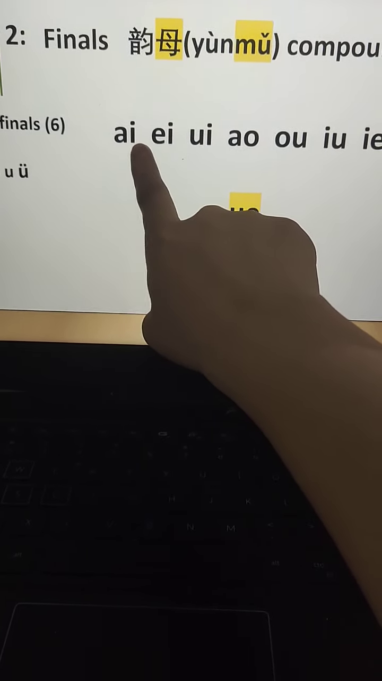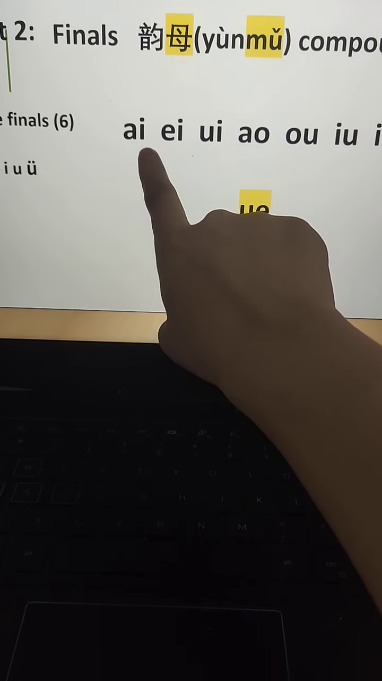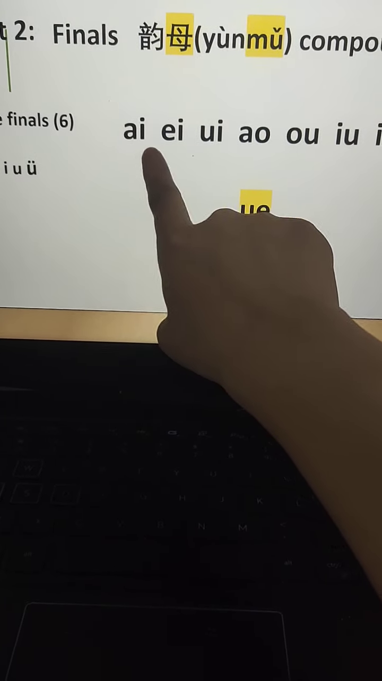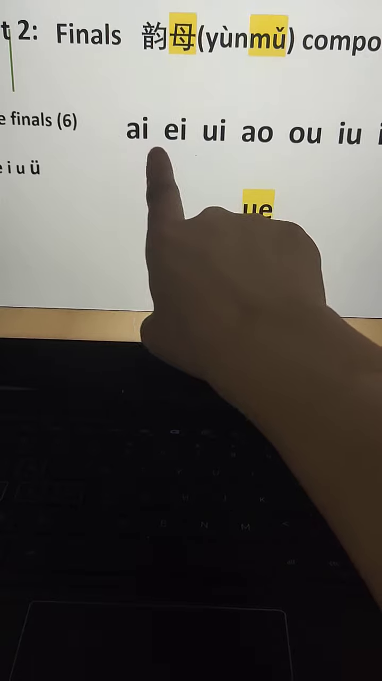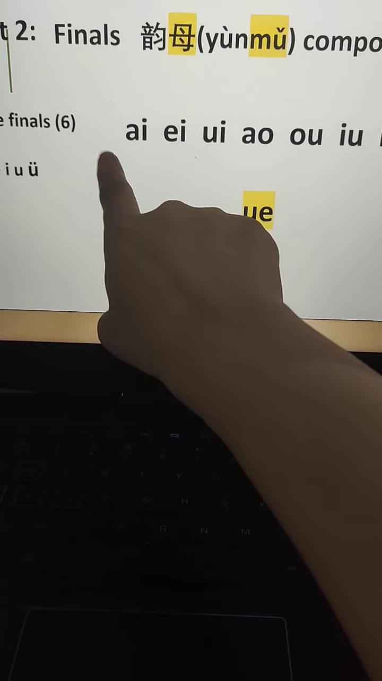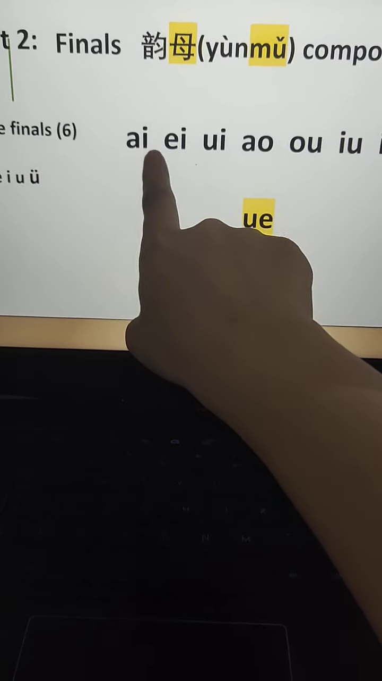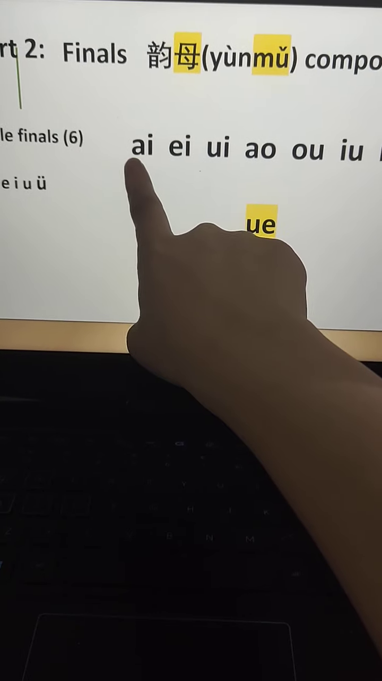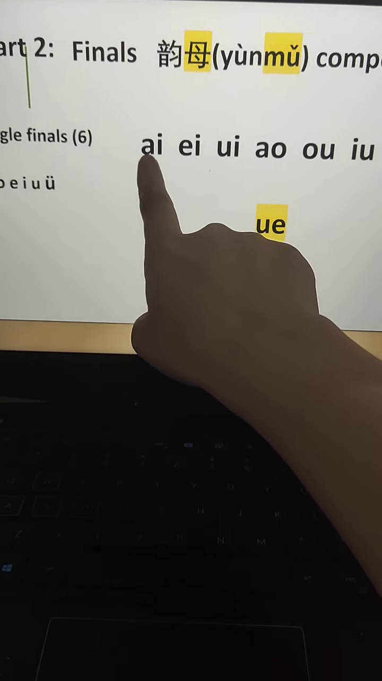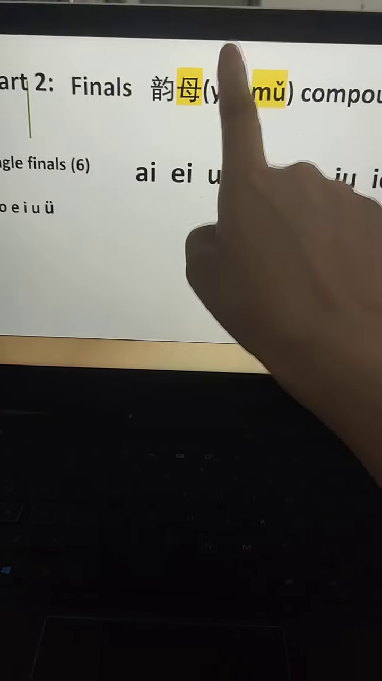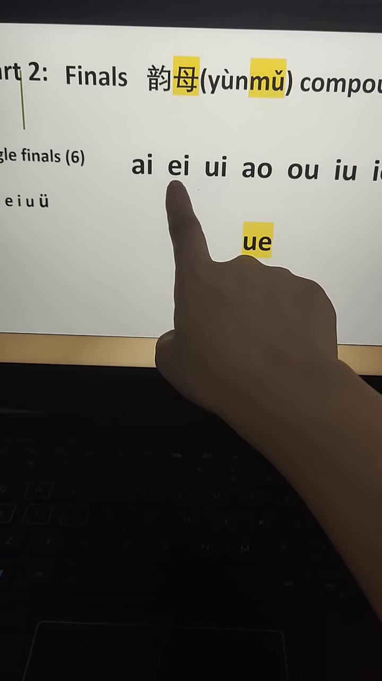For example, let's see. A, E, right? Now, quickly. Ai, right? Now, quickly. Ai, right? So this is pronounced ai, correct. Ai.